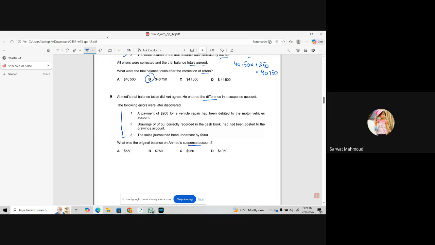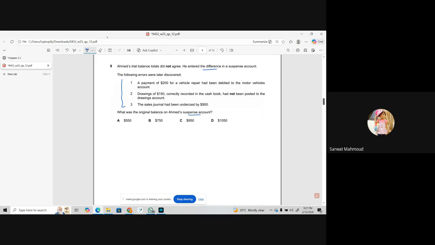A payment of 200 for a vehicle repair had been debited to the motor vehicle account. So cash was credited correctly here, but the wrong debit account was used. But it is still a debit, so it does not affect the trial balance totals. So that's why we will ignore it for the suspense account.